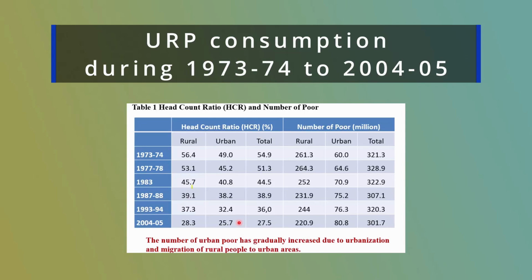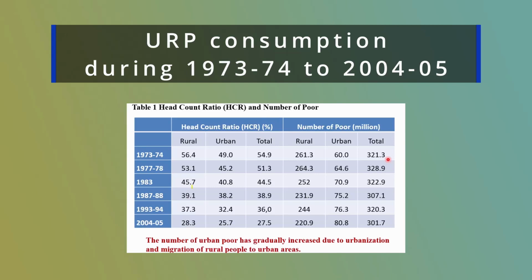But if we compare the urban head count ratio with the rural head count ratio, then we can say that the percentage of poor people in the rural areas is relatively higher compared to the percentage of poor people in the urban areas. That is, the rural head count ratio during this period was higher than the urban head count ratios.